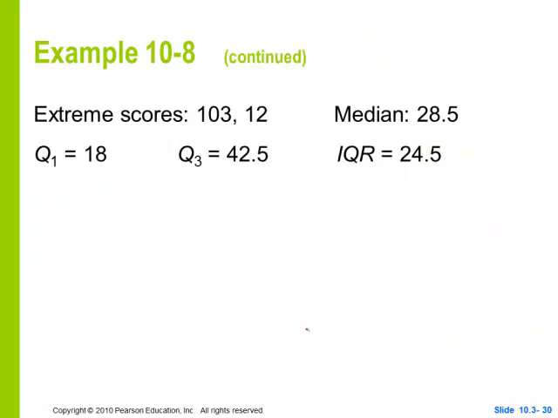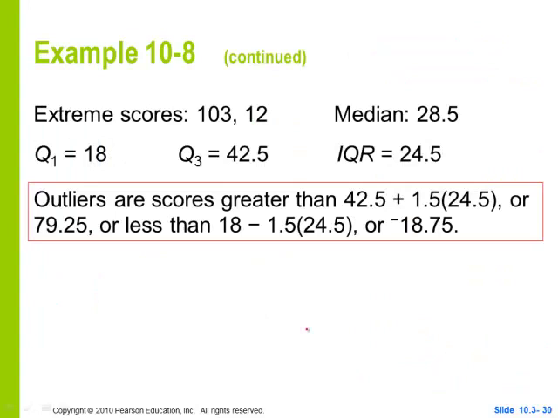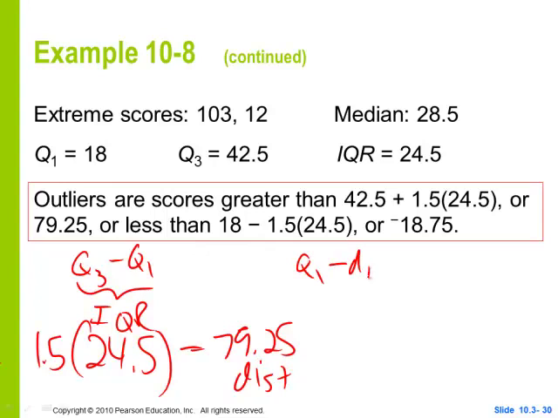Okay, so that's the same thing that we just had there, median, Q1, Q3. So what do you do? You take and you subtract. IQR is Q3 minus Q1. Find IQR, which is 24.5. Don't leave it like that. Multiply it by 1.5, and you get that distance, 79.25. That's that distance. What do you do with that? Take your Q1 and subtract that distance. Take your Q3 and add that distance.